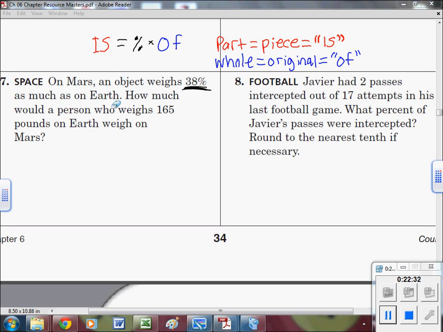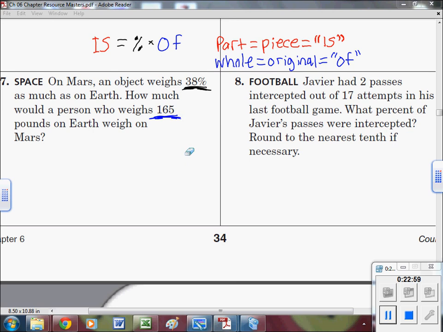Meaning if we know Earth's weight, that's our of weight. That is going to be our original weight. We said the of can be thought of as the original amount or the whole amount. So in this case, of is the Earth weight. Then let's keep reading. How much would a person who weighs 165 pounds on Earth? Oh, wait a minute. Hey, that's the Earth weight. So that's the of number. 165 is our of number. That is because it's going to be 38% of the normal amount, and that's how much we weigh on Mars.